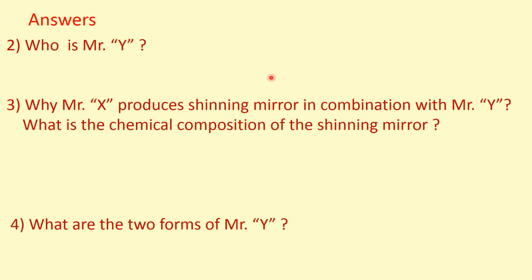Now coming to the answers of the other questions. Question number 2. Who is Mr. Y? Answer is D plus glucose. Already you know it. Number 3. Why does Mr. X produce shining mirror in combination with Mr. Y? What is the chemical composition of this shining mirror?